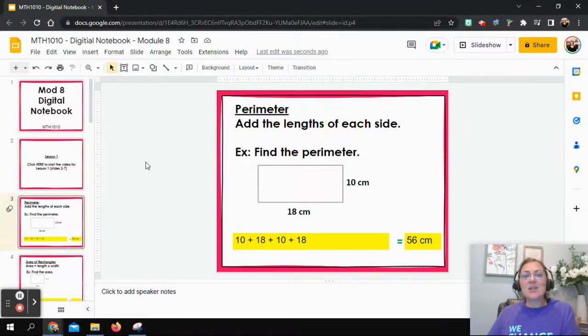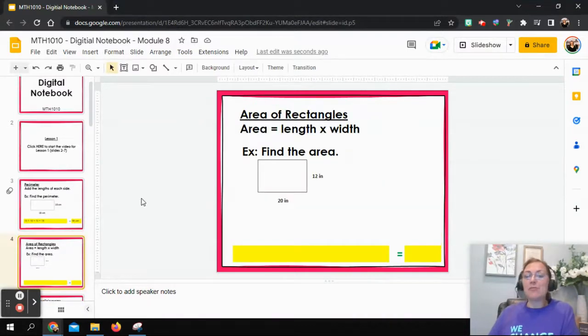Okay, let's jump to slide number 4, where we're talking about the area of a rectangle. You can see that I gave you the area formula. This one, I'm guessing you might be familiar with, because we usually introduce it pretty early on in our math classes. When we want to find the area of a rectangle, we multiply the length times the width. In our case, that's 20 times 12.